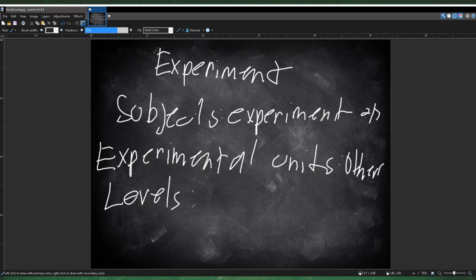Levels are basically what the different factors are tested upon, like the amounts. So let's say you're playing a video game, and there's easy, medium, and hard. Since there are 3 levels, easy, medium, hard, that's basically what it is. There's 3 levels.